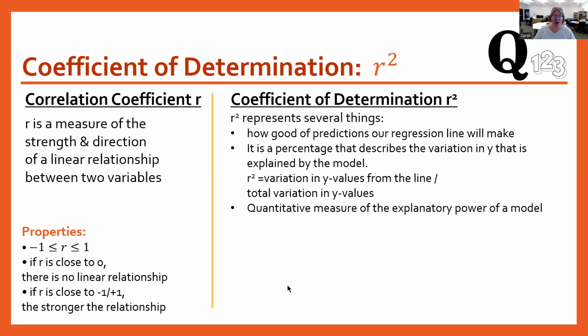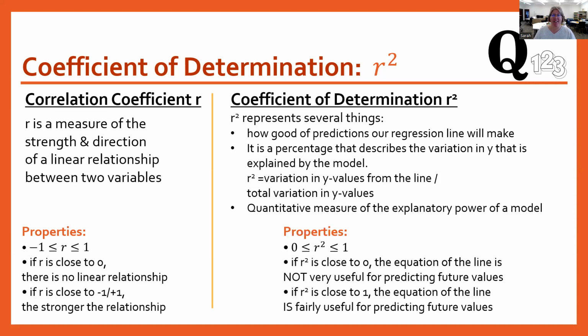Okay, so the properties for r squared: if you think back to math, anytime you square a number, it's either got to be positive or 0. 0 would be the smallest. So r squared is going to have 0 as the lower bound and 1 as the upper bound. The closer r squared is to 0, the worse this line is at making predictions. You're not going to want to use it if it's getting close to 0. If r squared is closer to 1 and certainly bigger than 0.5, then you're looking at a much more useful model and much more useful predictions.